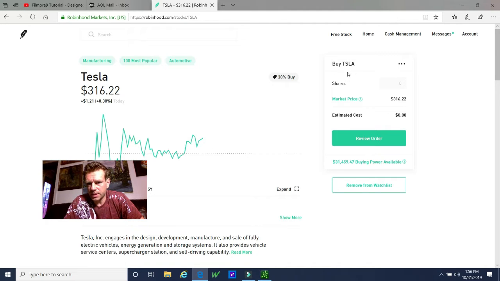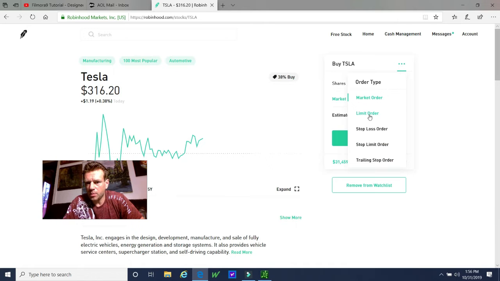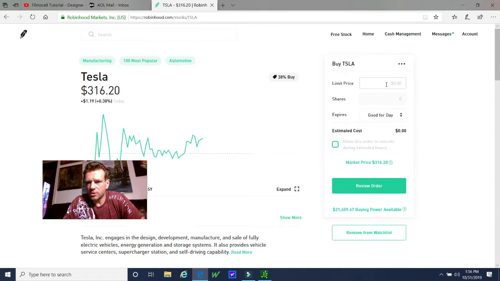To buy stock, it shows now buy Tesla. If I had shares already, it would say buy, and next to it would be sell. But because I don't have any shares at this point, I will click right here and put a limit order, because I'd like to buy not at the market price. I hope to get a better price. At this point, it's $316.21.